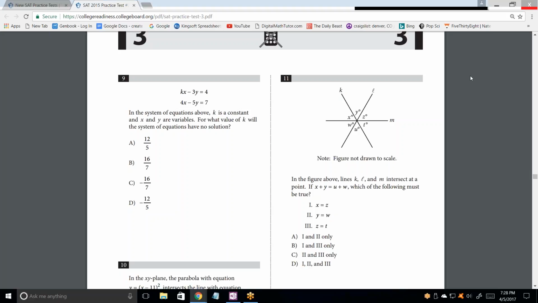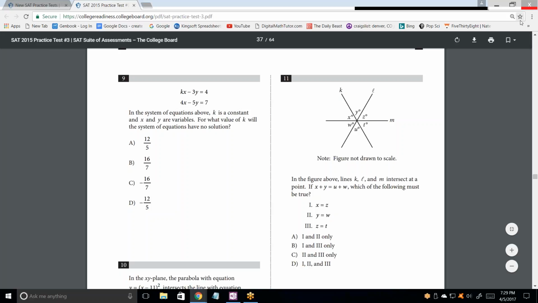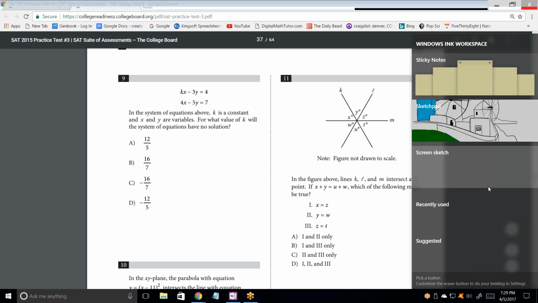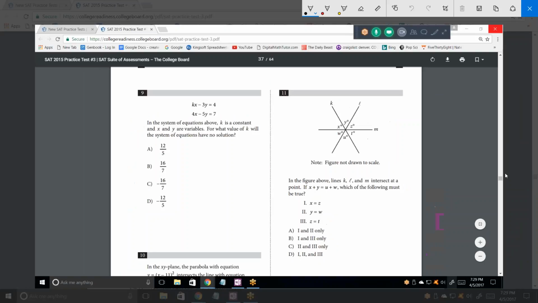They are not easy. Okay. First of all, let's talk about what gives no solution, because you kind of have to know that.